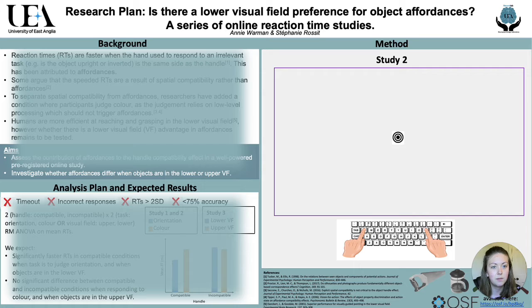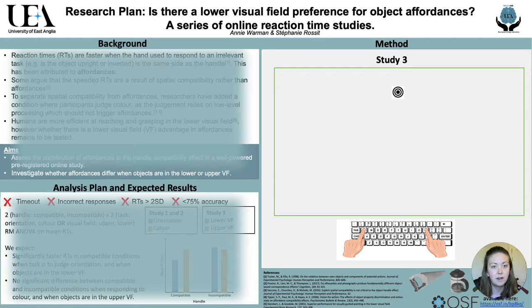Study 2 is the same as study 1, however objects will only appear for 100 milliseconds. So here's an example trial. The object was inverted, so the correct answer is to use the right hand to respond. As the handle was pointing to the left, this is an example of an incompatible trial. The point of study 2 is to ensure that affordances still contribute to the effect when the object is presented very briefly, as stimuli will be briefly presented in study 3 to prevent eye movements.